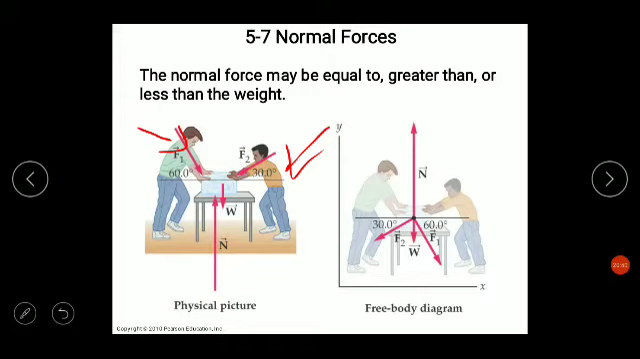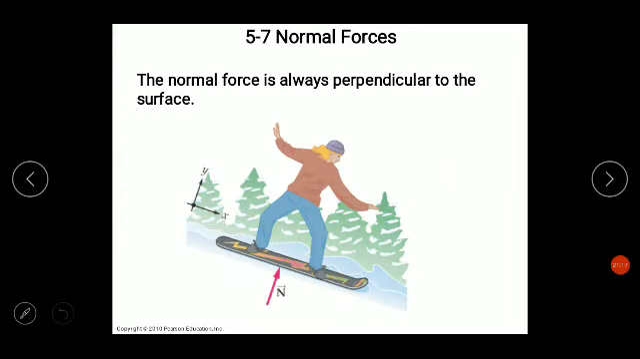Since the object is not accelerating, so the object is still stationary, so the downward force must be counterbalanced by the upward force. And that is the normal force. If you're going to take the sum of these forces, downward forces, that must be equal to the force upward, which is equivalent to normal force. Okay, that is for the free body diagram.